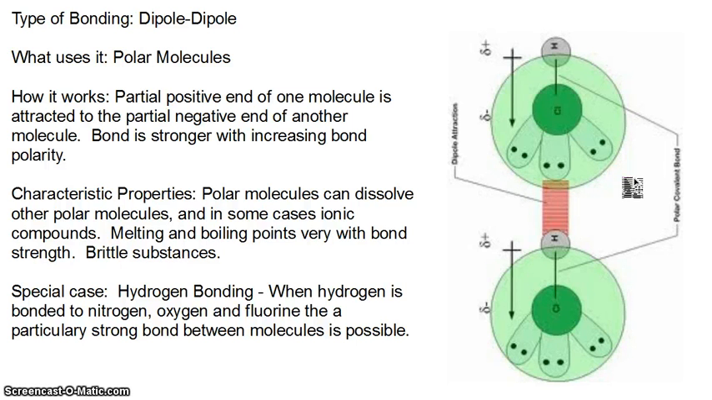If you have polar molecules, their melting points and boiling points will vary with bond strengths, and they will make brittle substances. There's a special case of this called hydrogen bonding. When you have hydrogen with the elements nitrogen, oxygen, and fluorine, it makes a bond that is particularly polar.